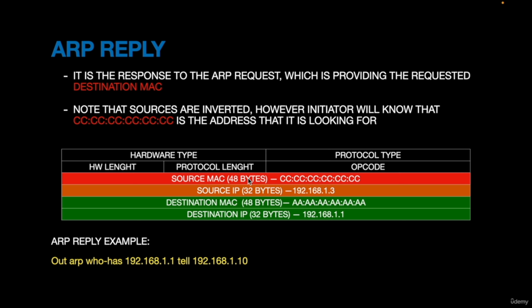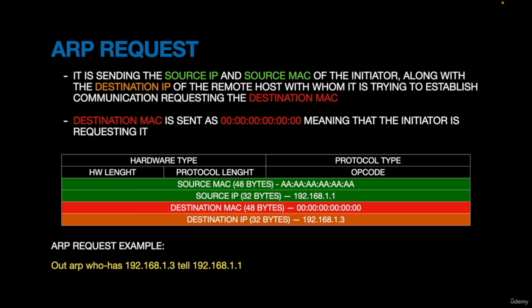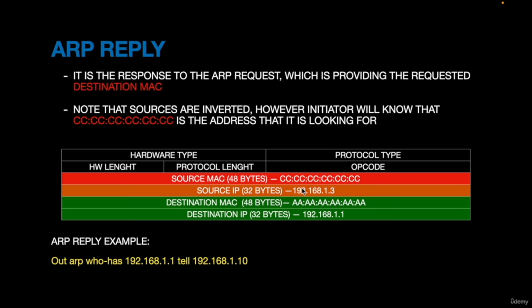And in this case, the source MAC will be listed here, and basically it is the destination MAC which the device with IP 192.168.1.1 is requesting. So it would be listed here along with the source IP, the destination MAC of the requester and the destination IP of the requester. And this is what an ARP reply looks like.